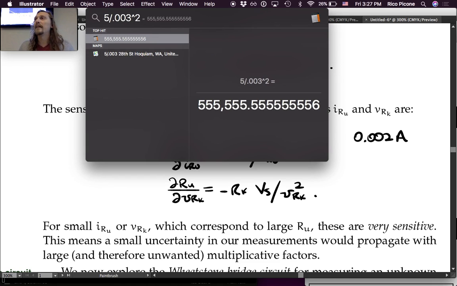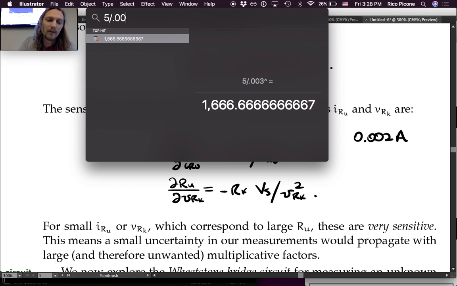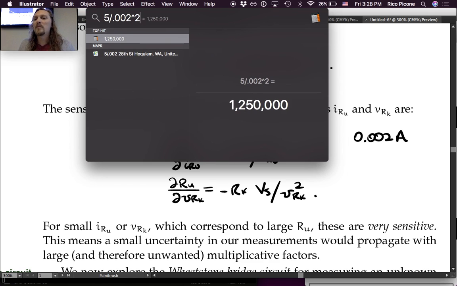Big. A lot of 5s there. A lot of numbers. That was also a 3, but we're not gonna talk about it. It actually did. You never know till you try. 1.25 million. Big number. So that means the slope is really huge there, right?